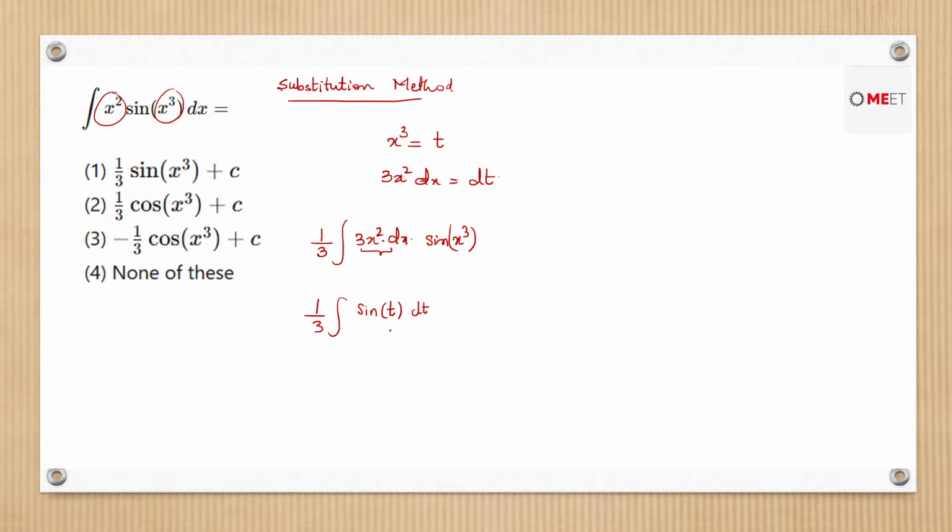Sine t into dt. Integration of sine is minus cos. That is minus 1 by 3 times of cos t plus c. So t is x cube. That is minus 1 by 3 times of cosine of x cube plus c. That is option 3 is the answer.